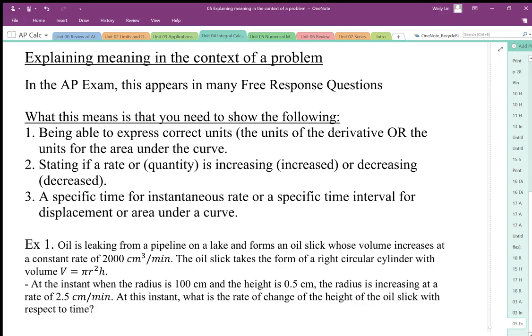For the integral, you need to state the specific time interval. For the area or displacement, you need to state that this area or displacement occurs between time equals 5 minutes to time equals 10 minutes. So those are the three main things that you're being asked to explain when you're being asked to explain your answer and the meaning of your answer in the context of a problem.